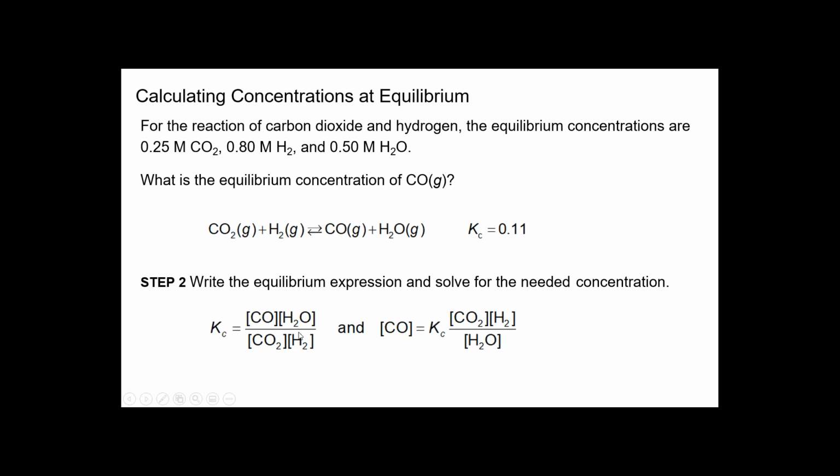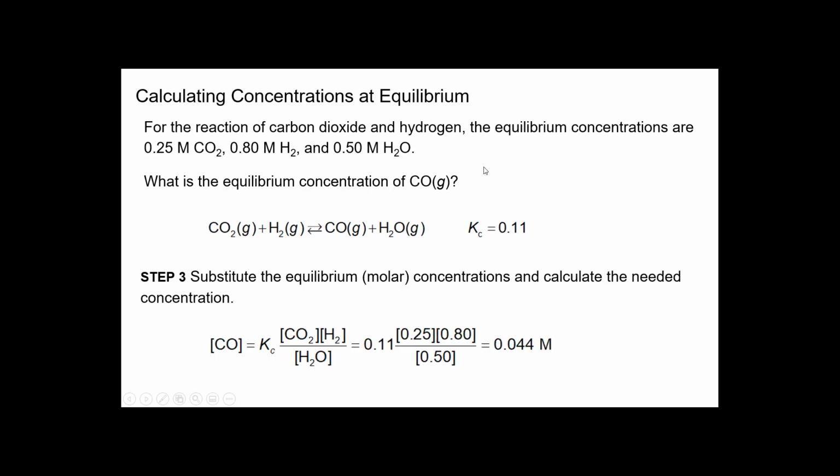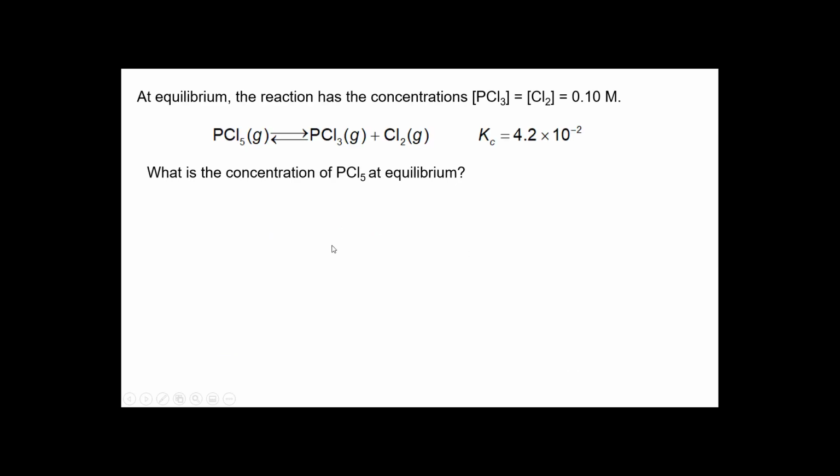And now it's just down to simple algebra. You just solve for the one that you don't have. So isolate the one that you need to separate from the rest so you can determine what the value is, which is done here. And now plug in all our values. And when you do, we can determine that the concentration for CO is 0.044 molar. All right, here's another one.